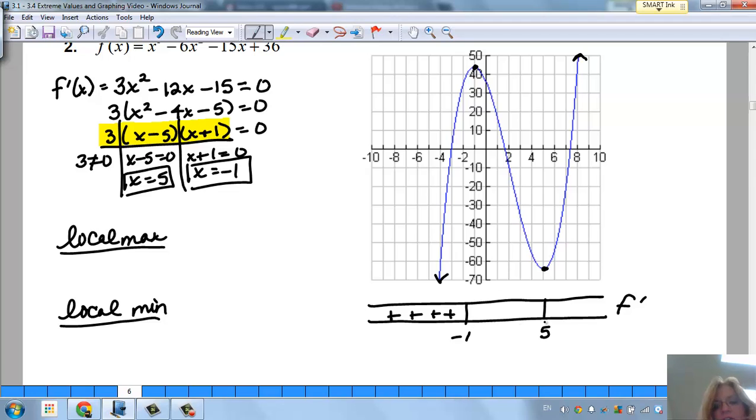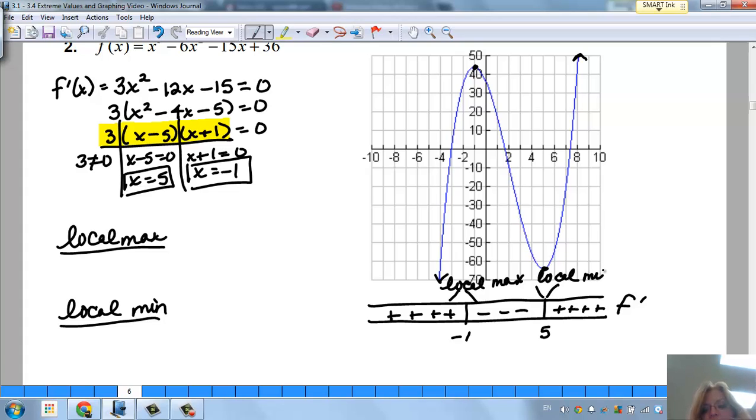Between negative 1 and 5, I'm going to pick 0. Negative times positive, so that's negative. And then here I'm going to pick 6. Positive times positive is positive. Again, you can put this first derivative in your calculator and just look at your table and look at the signs of your slopes. If this goes from positive to negative, this is a local max. If it goes from negative to positive, this is a local min.